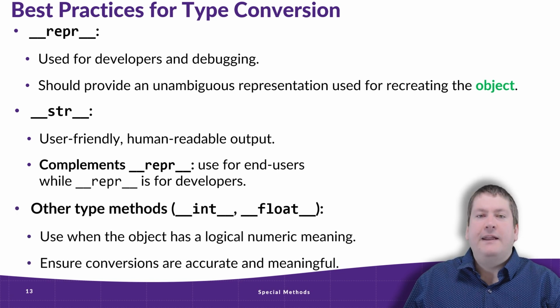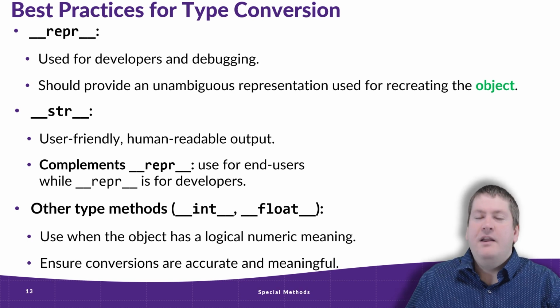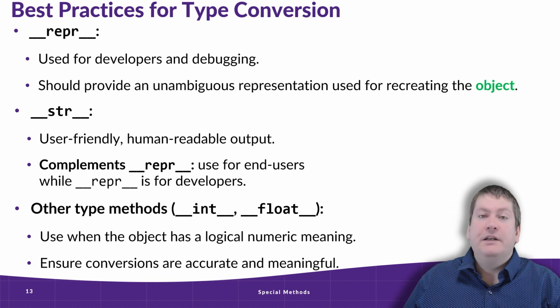Now, the other type methods like int and float should be used only when there's a logical meaning to converting the object to an integer or a float. I shouldn't feel like we should include these for every single class. We should only include them if it makes sense that we can convert this object to an integer or we can convert this object to a float. If these don't make sense, then we shouldn't define them because we don't want to make it possible to do something like return just a 0 if that 0 has absolutely nothing to do with what our class is about. So we always want to ensure these conventions are accurate and meaningful. If they're not, don't include them.